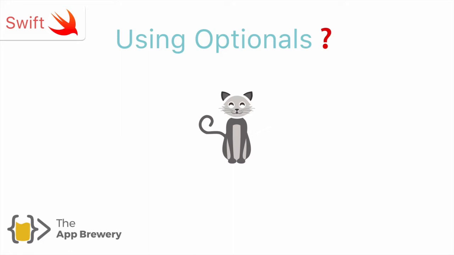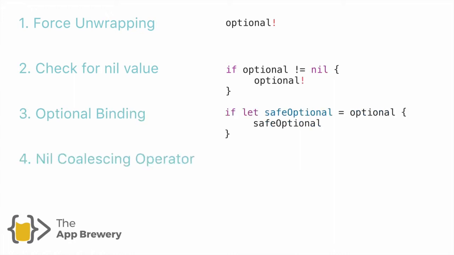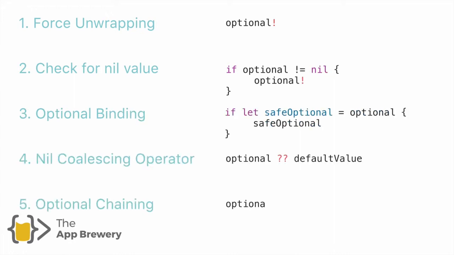So what's going to happen in this deep dive is I'm going to walk you through 5 different ways of working with optionals in Swift, including force unwrapping, checking for nil values, optional binding, the Nil Coalescing Operator, and optional chaining. So that's a lot of new words, but let's get started.